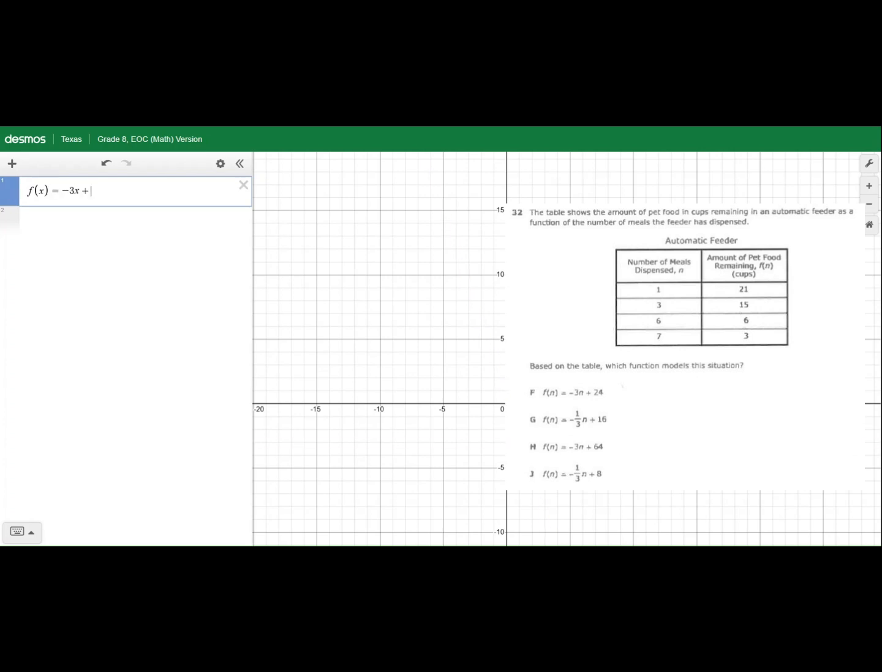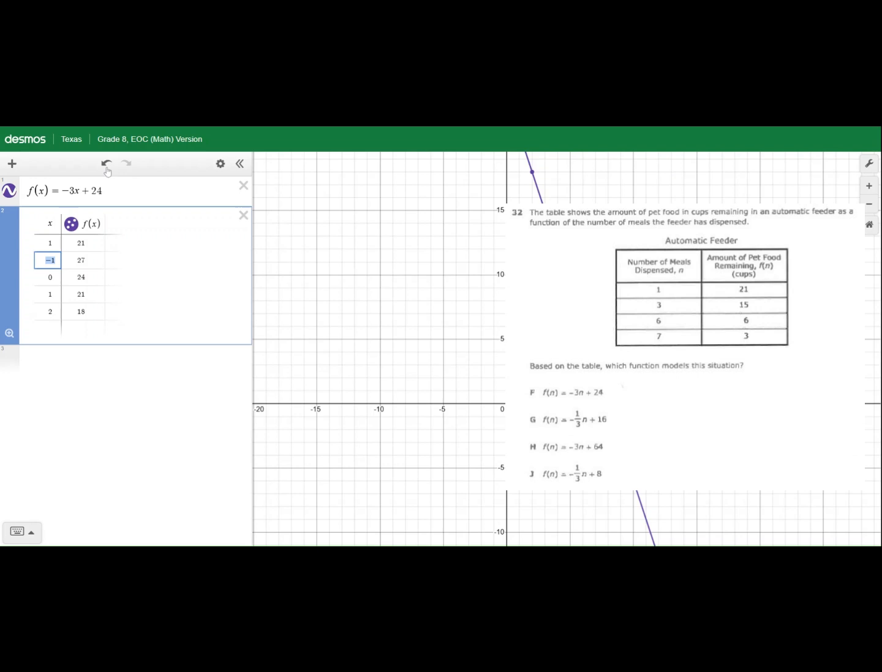X equals -3x plus 24. The given table has 1, 21; 3, 15; 6, 6; 7, 3. They're asking us, based on the table, which function models this. So I replace n by x. That's easier for me. And then I'm going for the table. They said 1 is 21. It says there 1, 3, 6, 7.